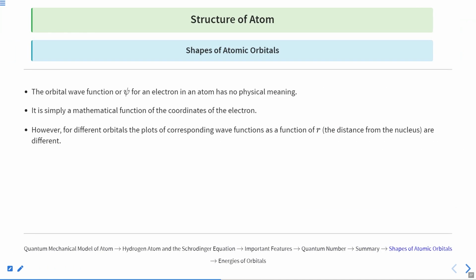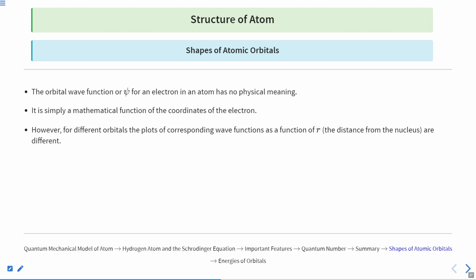Okay, we have moved to shapes of atomic orbitals, and we have said earlier that this wave function has no physical significance. It is simply a mathematical function of the coordinates of the electron. So this is a very, very important line. If I am saying that this is the wave function, then what is it defining? It is basically defining the coordinates of the electron. Where will the electron be located? And it has nothing to do with the physical nature, right?